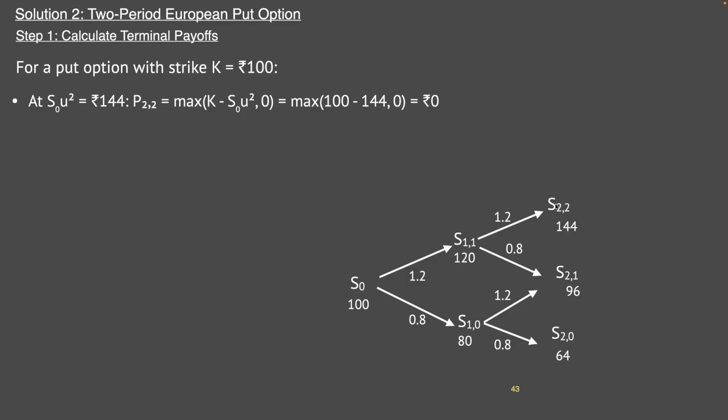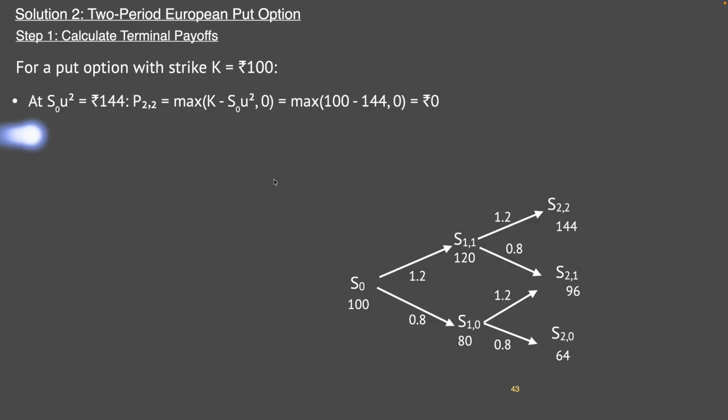But now you have to calculate the option price also. So how do we calculate it? The price P22 will be max of strike price minus S0 U square. S0 U square is 144, so it is max of 100 minus 144 comma 0, the maximum of this or this. Here 100 minus 144 is minus 44. So 0 is greater than minus 44, hence the value will become 0 at this point.